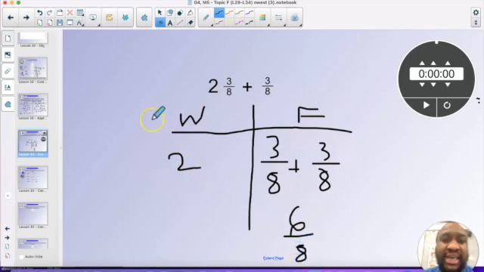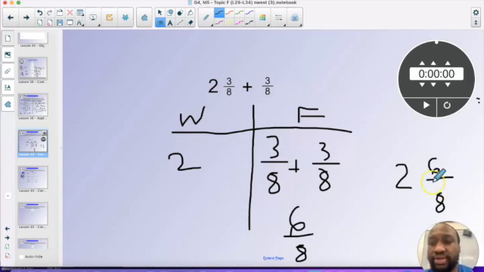Since I do not have any wholes, that means my wholes stay the same as a 2. So my final answer would be 2 wholes and 6/8. Remember, when you're adding, whether you're adding tens, hundreds, thousands, millions, or mixed numbers, you always start with the smallest unit, which is fractions in this case, and then we will do the whole numbers. So my answer would be 2 wholes and 6/8. All right, let's move on to the next part.